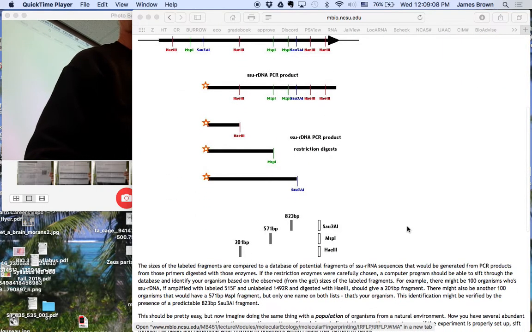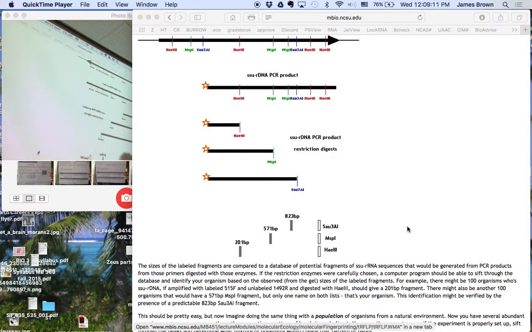The way this works is that you do a PCR reaction, and one of your primers has a fluorescent label on it. And so you get a band of a particular size. If you've done this correctly, those primers are a little bit variable, and so you may have some variation in size from sequence to sequence. But you amplify that by dividing this DNA up into separate tubes and then digesting it with restriction enzymes.